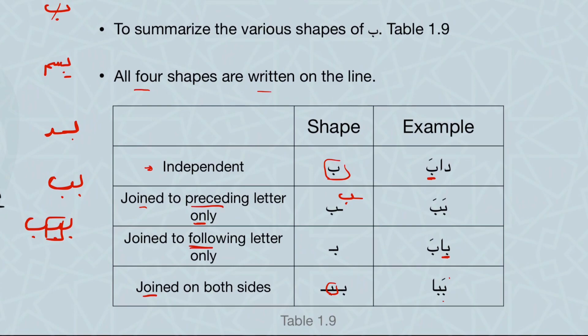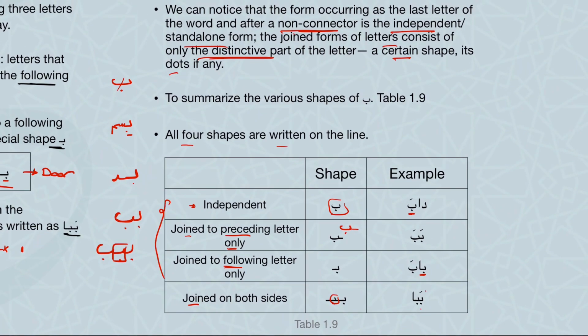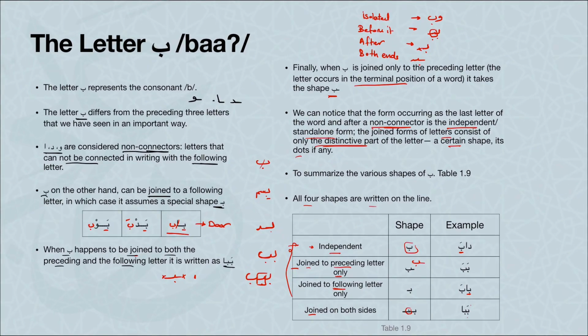Now, you see this convention or paradigm that there's an independent form, a join to previous, a join to following, and a join on both ends. This will apply to all the letters that we consider connectors. Every connector letter would have basically the same concept of forms: they either are independent, standalone, or join to something before them, join to something after them, or join from both ends. I think the letter ba does not warrant anymore. There's nothing special about it. It's not one of the fancy, special, popular ones.